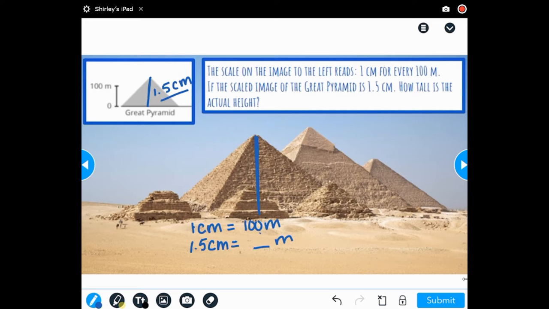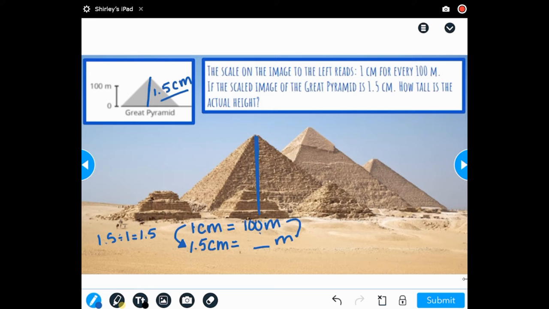Your first is to find your scale factor vertically. So if I want to figure out what takes me from 1 centimeter to 1.5 centimeters, draw your arrows. And just like we talked about when we did scale drawings, take the end of your arrow divided by the start of your arrow. So you would do 1.5 divided by 1, and that's going to give you 1.5. So my scale factor going vertically is 1.5.